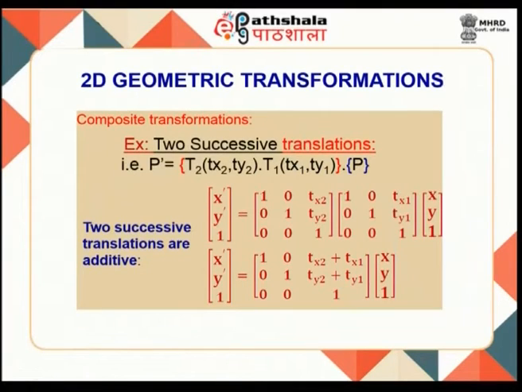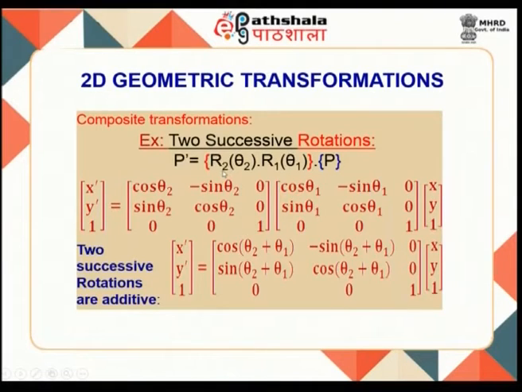The third column has two terms, which are the addition of the two x components and the addition of the two y components. So, basically applying two translations in succession is equivalent to shifting the object twice, that is applying T1 first and then T2 next. So, the object is at a new position. Two successive translations are additive. So, that is the conclusion.